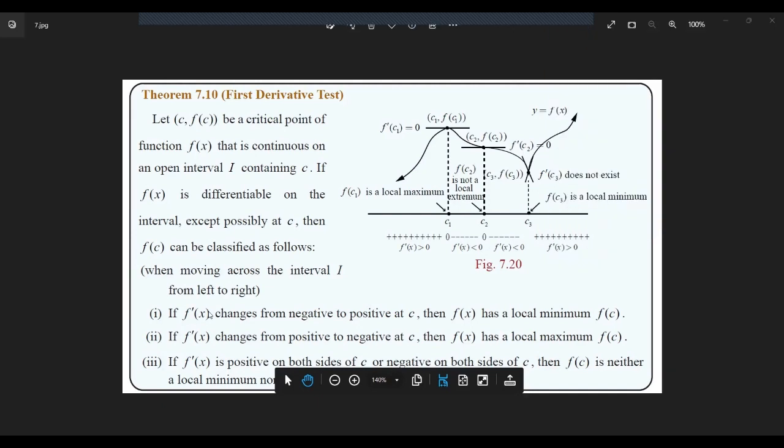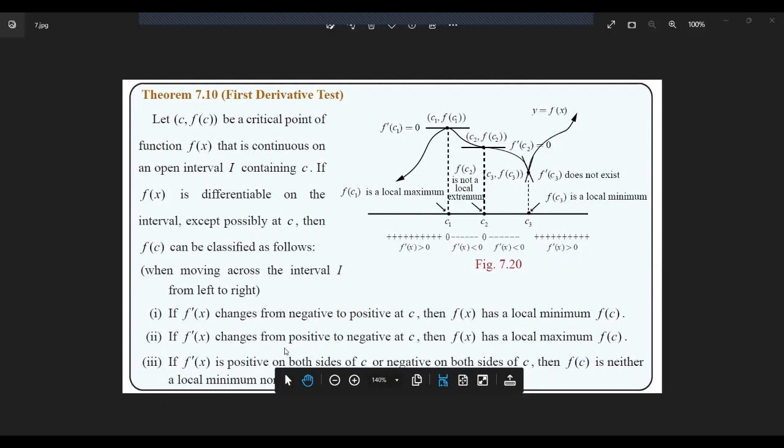So if f dash of x changes from negative to positive at C, it's a local minimum. If you look at this point C3, we see that f dash of x is negative to the left side of it and positive to the right side of it. Basically, it is decreasing to the left and increasing to the right. So that defines the local minima.